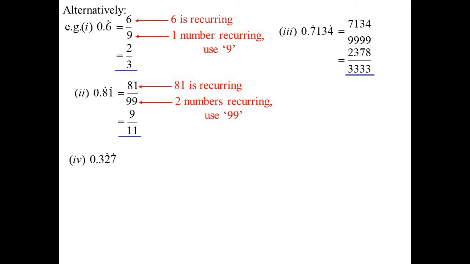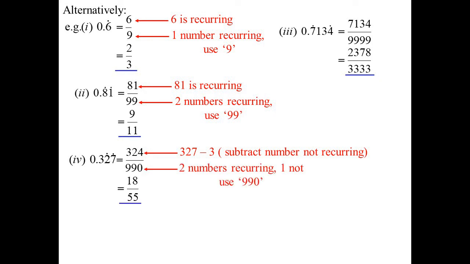What about the ones where not all the numbers were repeating? Okay, here's how we create it. 324 goes on the top. Why? 327 minus the one that's not repeating. So 327, 3 is not repeating, so I'll subtract it. 324. What do I put on the bottom? I put 990. Why? 2 numbers are repeating, so I put 2 9s. 1 number's not repeating, so I put 1 0. It would be stupid to put the 0 at the front of the number, because then it would just be 99. So you put the 0 at the back of the number.